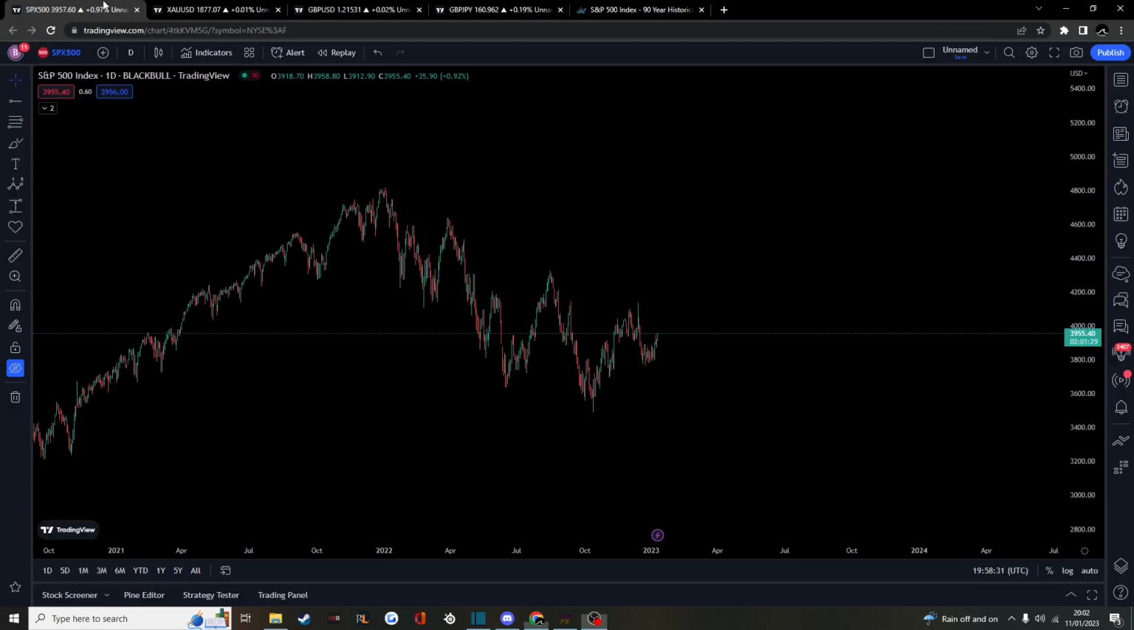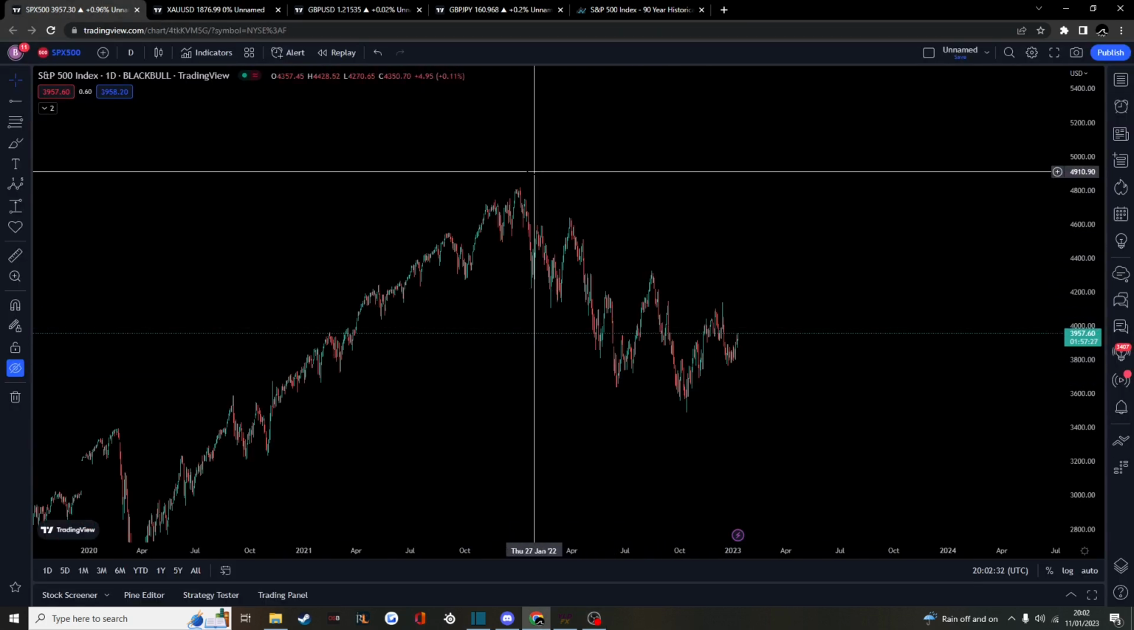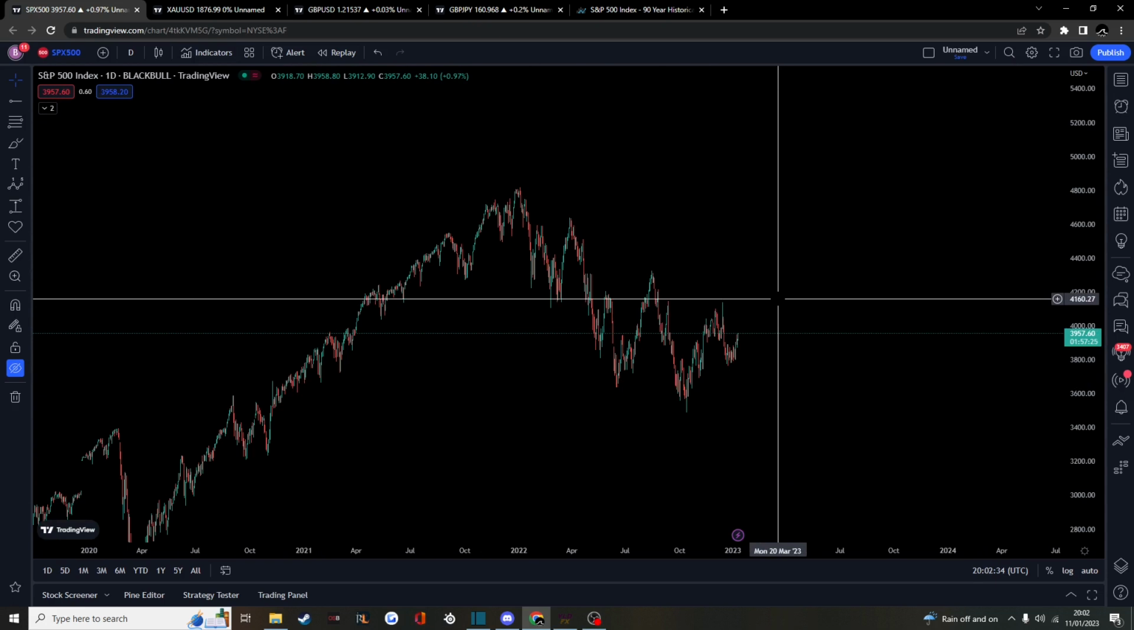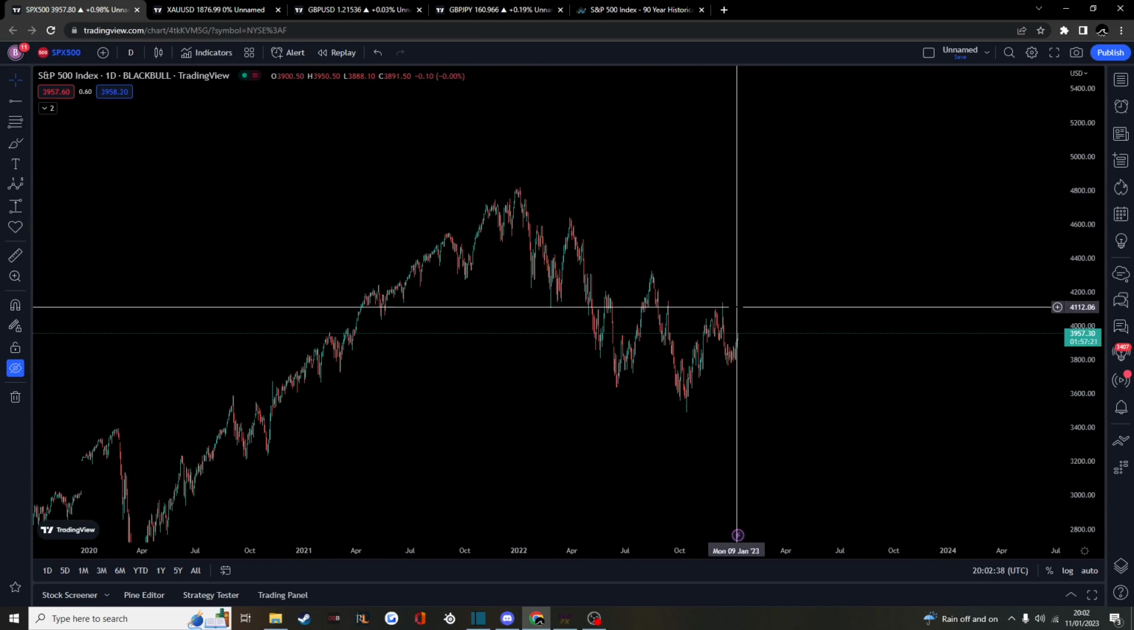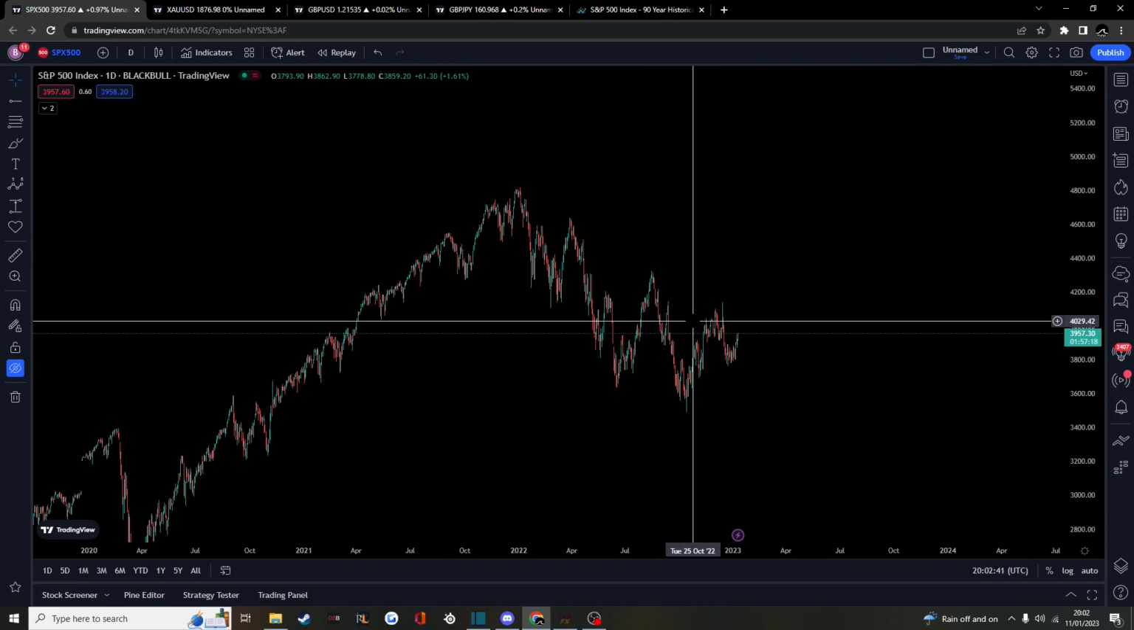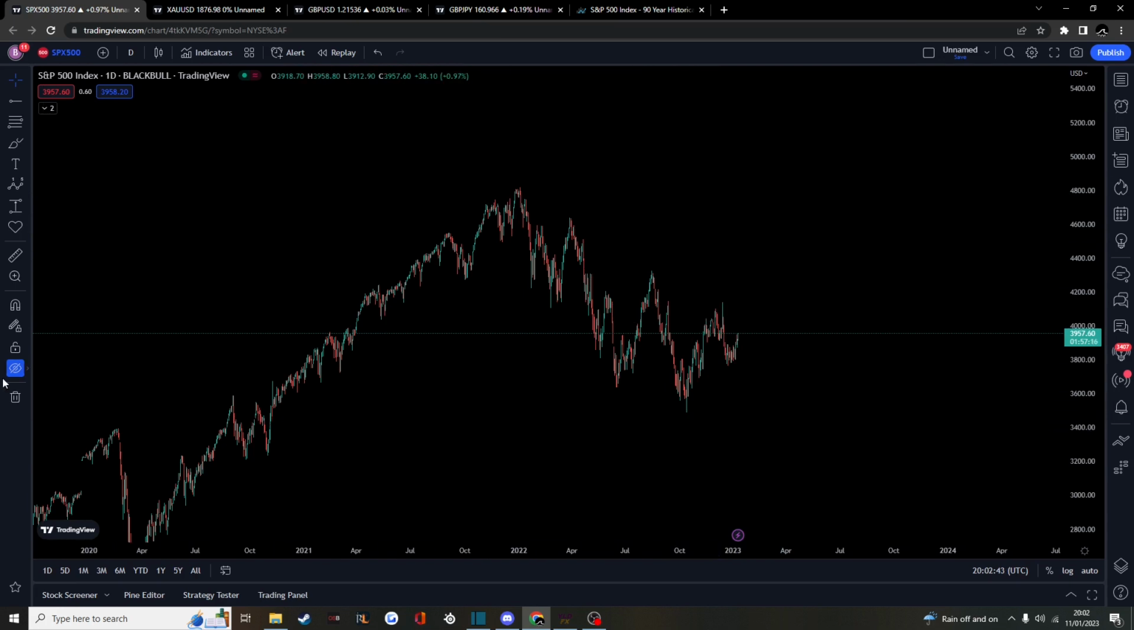So let's get into the chart and let me show you where we are. So this is currently the wave 4 of wave 5. Okay, so this is the smaller degree wave 4 in the higher degree wave 5, if that makes sense. So let's add my annotations.